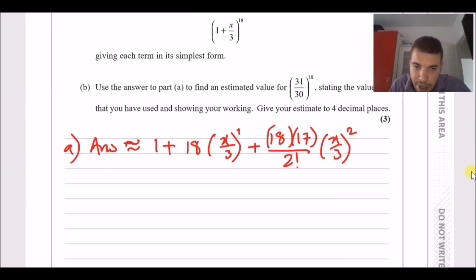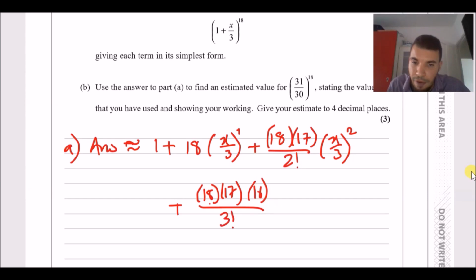Now for the next term, it's the same thing. So it'll be 18 times 17, and always go one down, 16. There's 3 values, 3 factorial, times x over 3 to the power of 3. And that's it, guys. Now all you do here is just simplify these calculations, yeah?